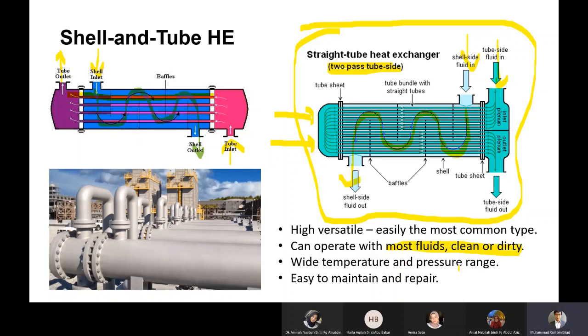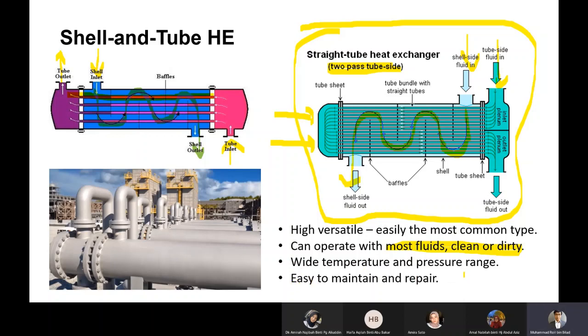Remember, double pipe is basically conceptually the same. You have a shell side and you have the pipe side, but instead of a combined shell like this one, in double pipe you have a very long shell and very long tube heat exchanger. And it is also quite easy to maintain and repair.